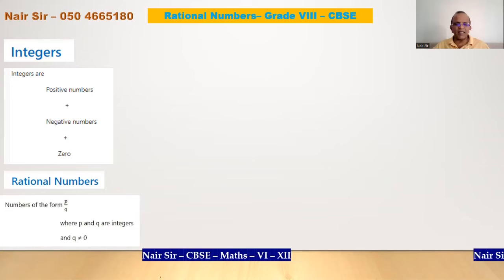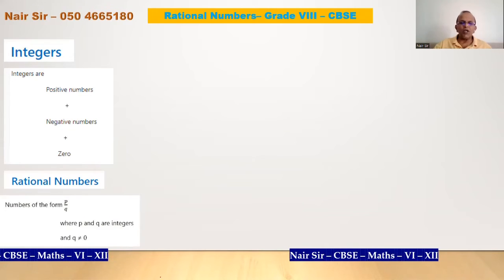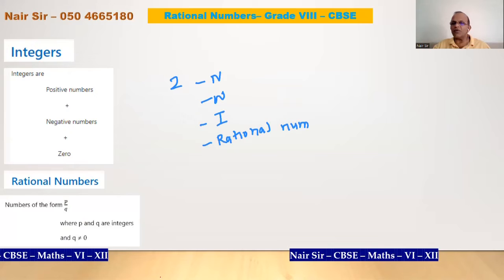Why is it that every time you are hearing that q is not equal to 0? Let me give you an example. Let's take that I have got a number 2. I know that this is a natural number. This also comes as a whole number. This also comes as an integer. And this is also a rational number. And that is the reason why a lot of kids get confused.